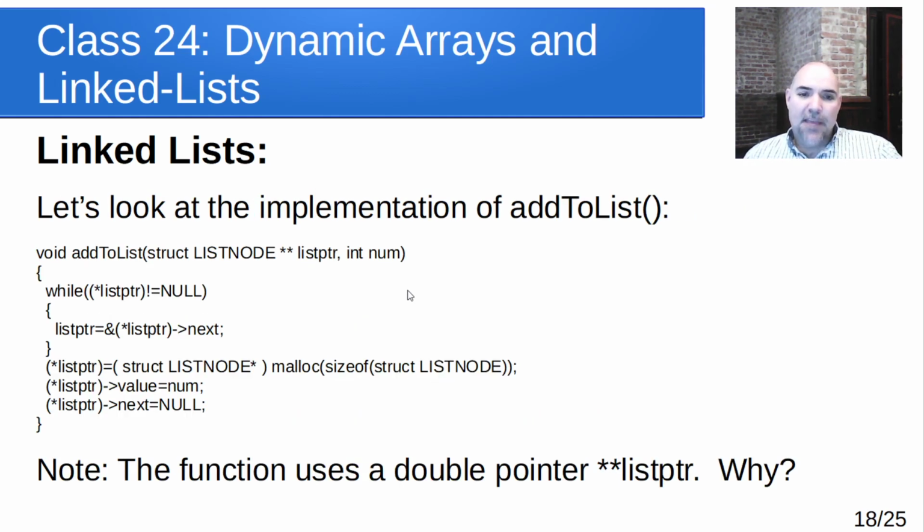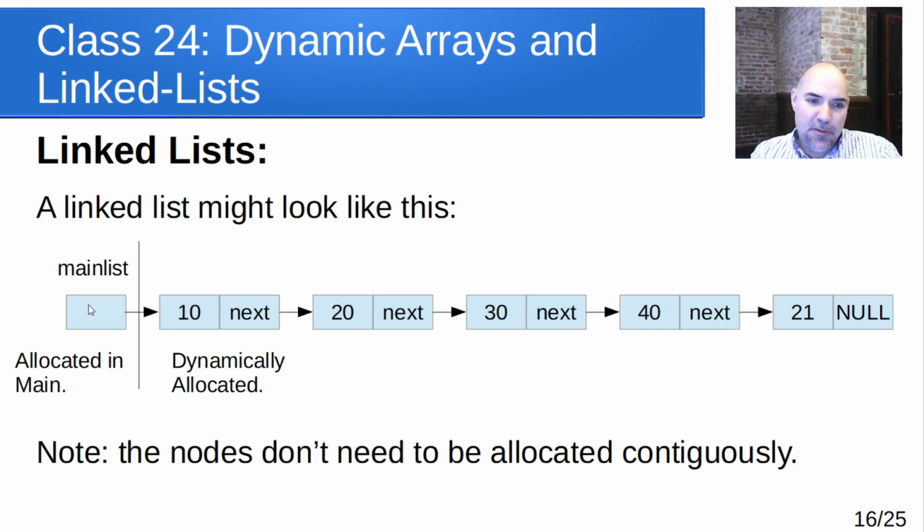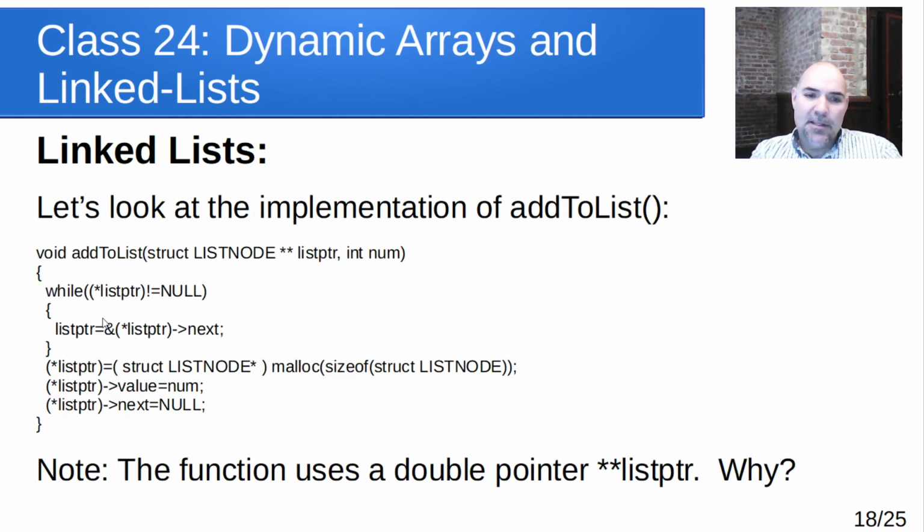All right, so let's look at that implementation of add to list, just like we did with add to array. We're passing in a pointer to the list node pointer. In other words, we're going to pass in the address of this main list variable. We're saying, hey, this main list variable that's holding null initially lives in memory at this address. And we'll talk about why that is here in just a second.